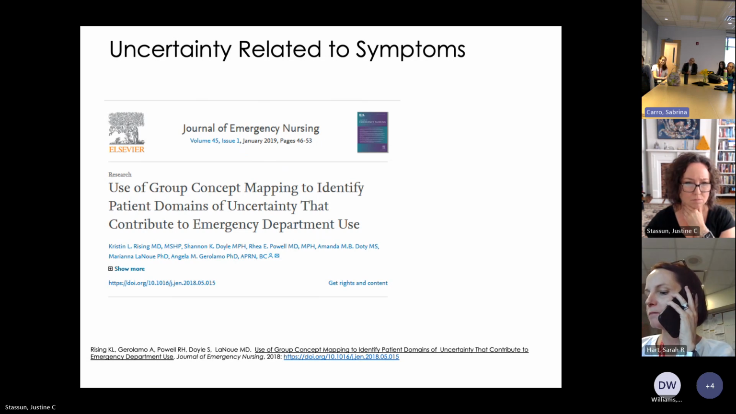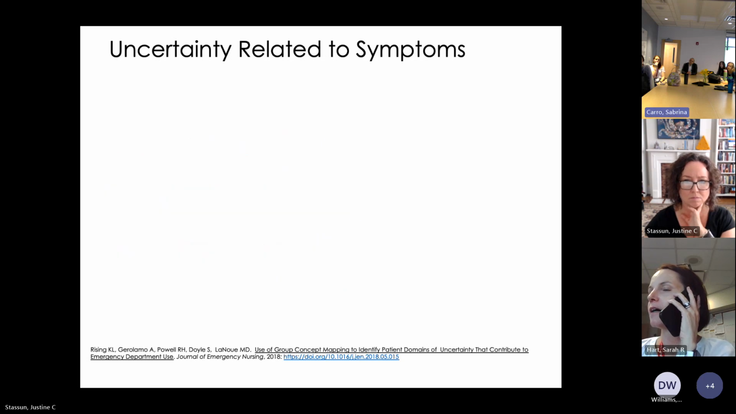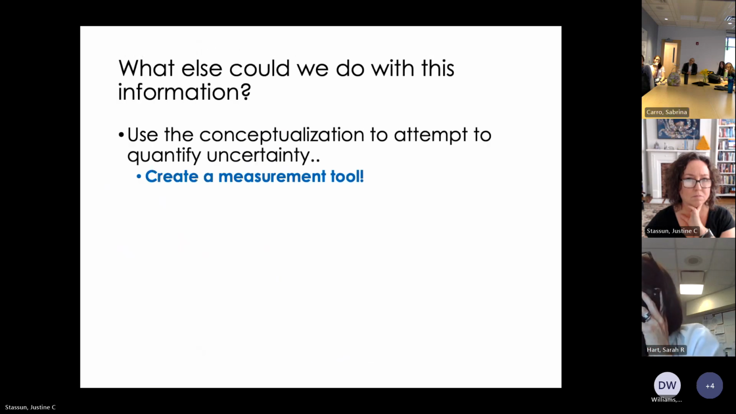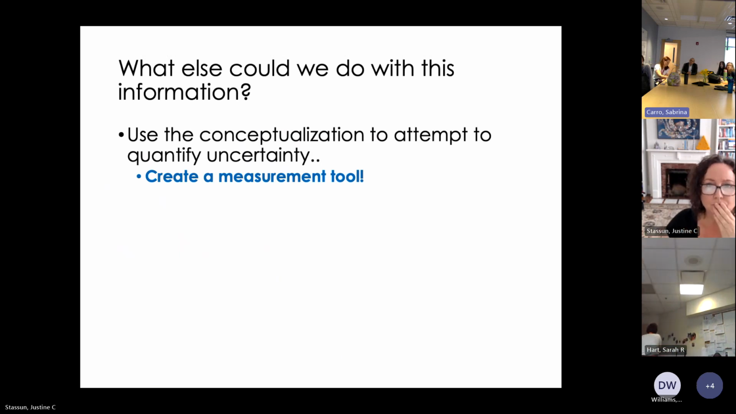So just to make the point that the conceptualization itself is interesting, but what do we really want to do with this data now that we have it? Go ahead. We want to create a measurement tool, right? We want to be able to quantify. So we did indeed do that.